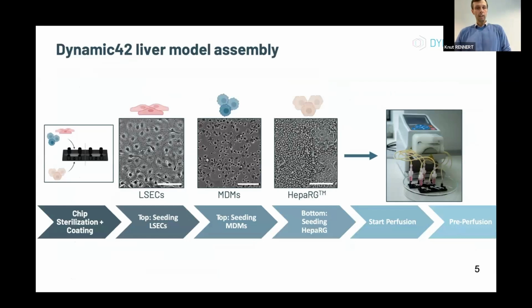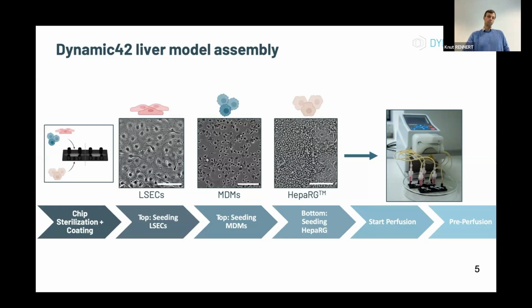Here, I briefly show the liver model assembly. You start with a chip, sterilize it, and bring in a coating if necessary for the liver model. You integrate, for instance, extracellular matrix like collagens. Afterwards, you seed the liver sinusoidal endothelial cells in the top channel and wait until they grow to confluency. Then you integrate the monocyte-derived macrophages in the vascular part.